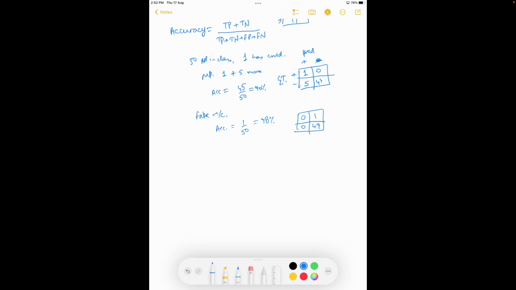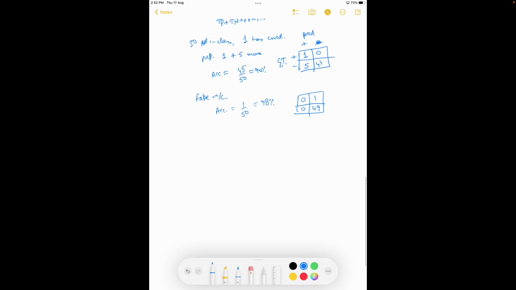Which is a better model? Yeah, so my fake model wins the game. Right. I won the match even though I made a fake model. This means there is some problem with our metric. Can we have a better metric? So the better metrics are precision and recall.